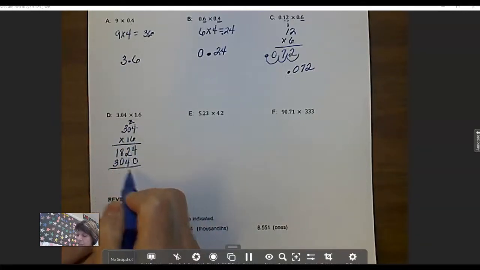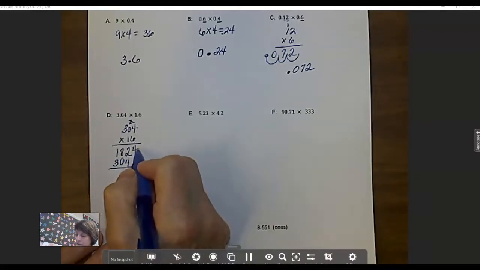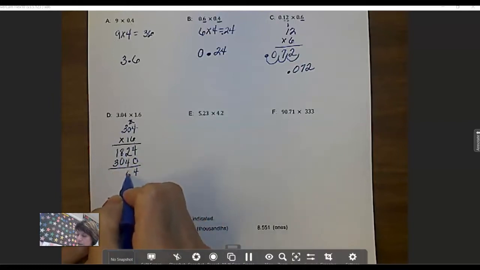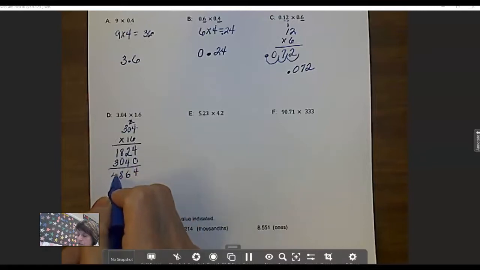Now we add the columns. This is just like adding 1,824 and 3,040. So 4 plus 0 is 4. 2 plus 4 is 6. 8 plus 0 is 8, and 1 plus 3 is 4.